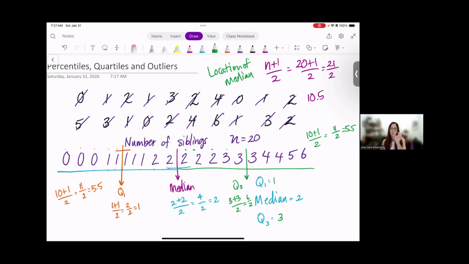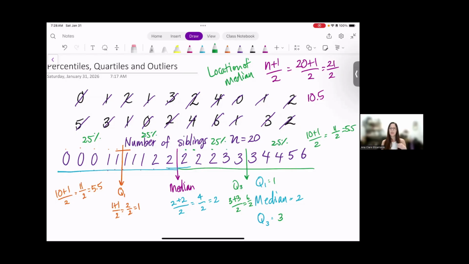So now I have 4 sets of data. The numbers that are below the orange line, the numbers that are between the orange and the purple, the numbers between purple and green, and the numbers above the green. So that's cutting our data into 25% each. So 25% live below the first quartile, 25% live between the first quartile and the median, 25% fall between the median and the third quartile, and 25% fall above the third quartile and the maximum. And so now you have your data cut into quarters.